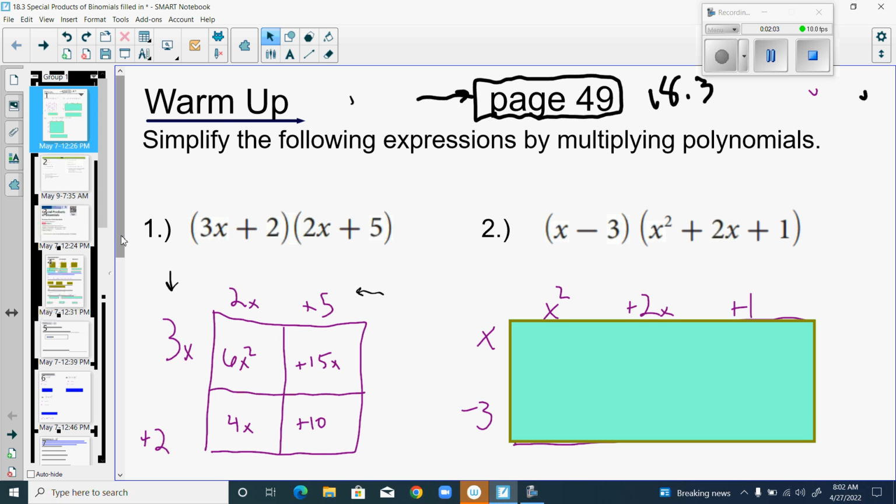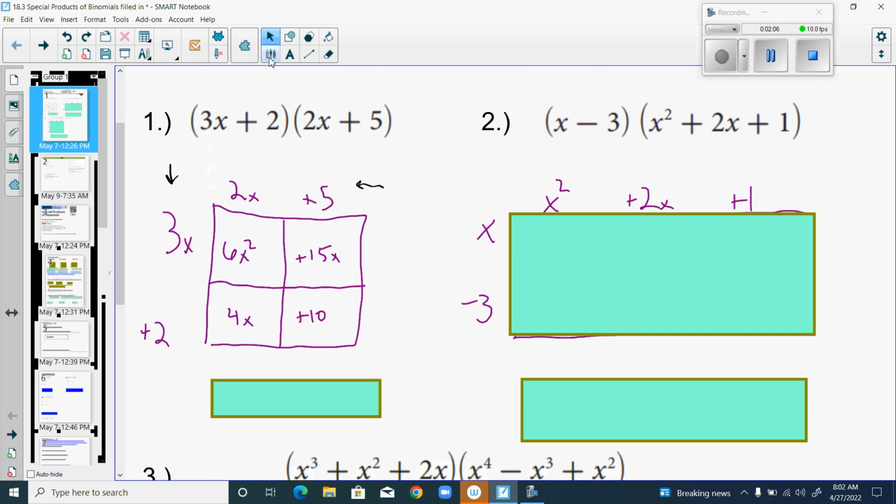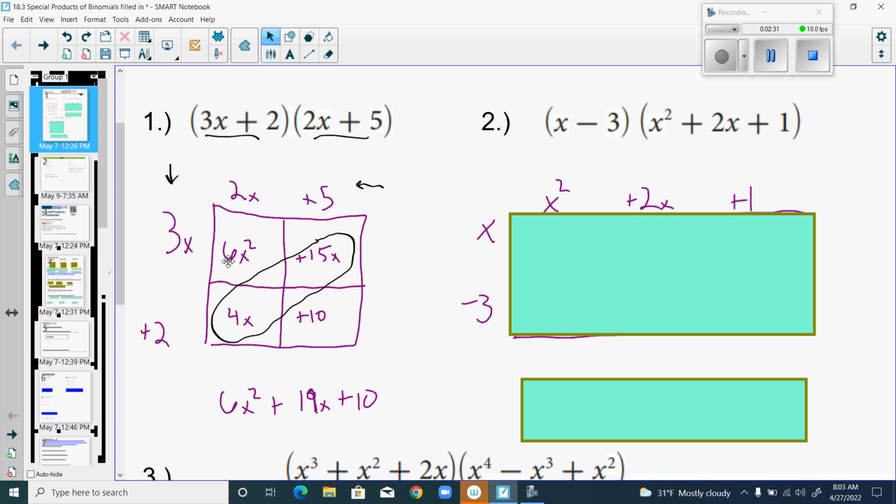And if I put that all together, one thing that you probably noticed and talked about last class was that if the polynomials you're given are in standard form, we have this diagonal pattern where we can combine those like terms. That's not always 100%, but it is true here. I can combine the 15x plus 4x, and that'll give me my final answer. I'll have the 6x squared plus 19x plus 10. So that's my answer for number one.